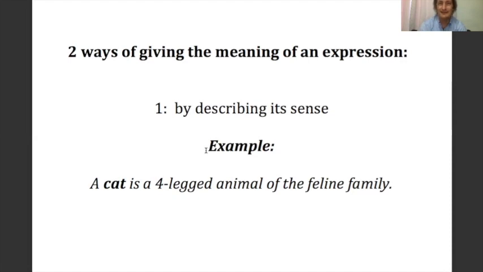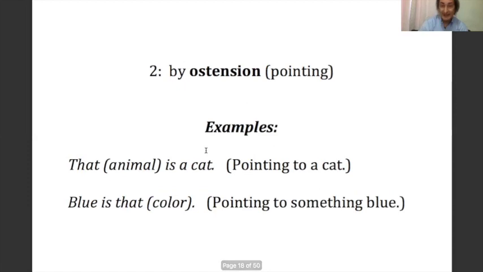It doesn't really tell us what we're talking about. The second way of giving the meaning of an expression is by pointing, or what we call ostension. You look, you point, you say that, maybe that animal is a cat, or maybe that color is blue.